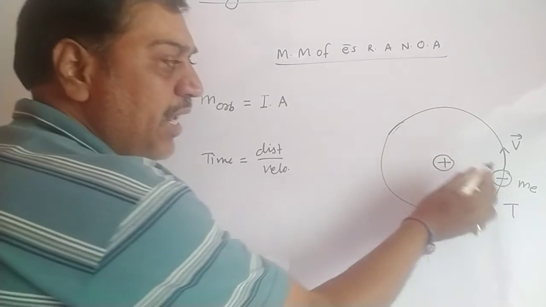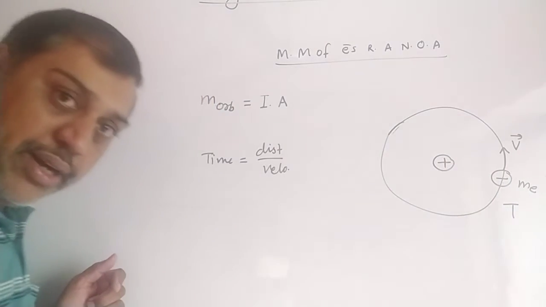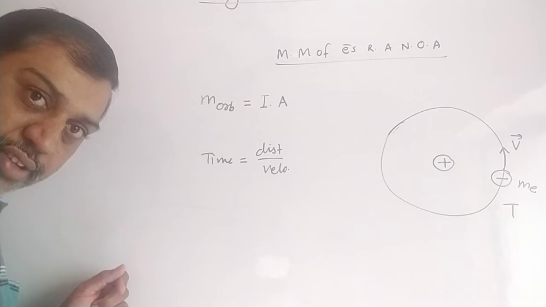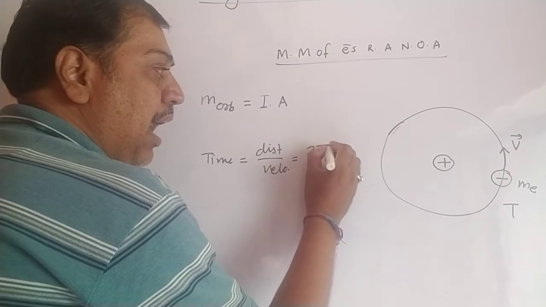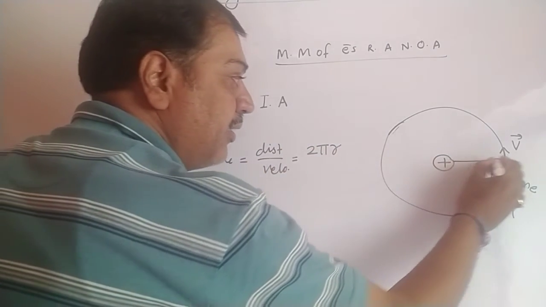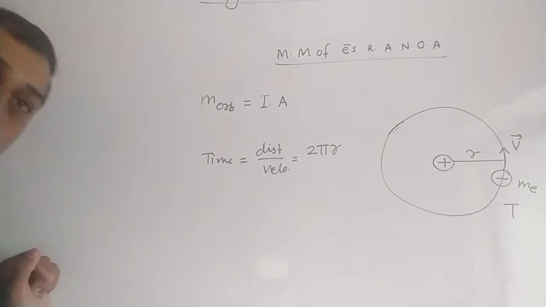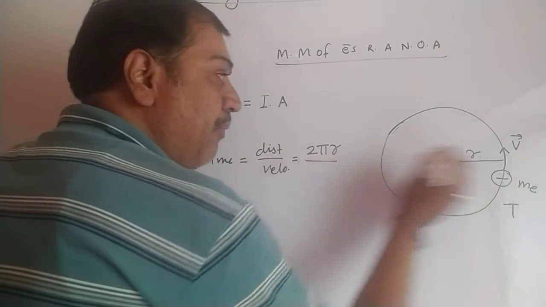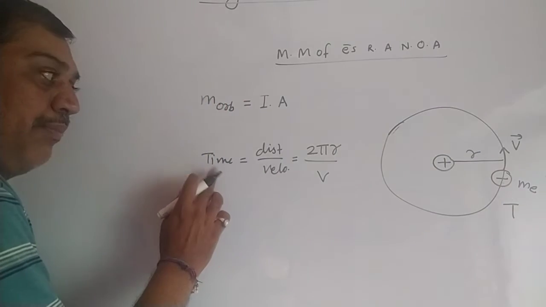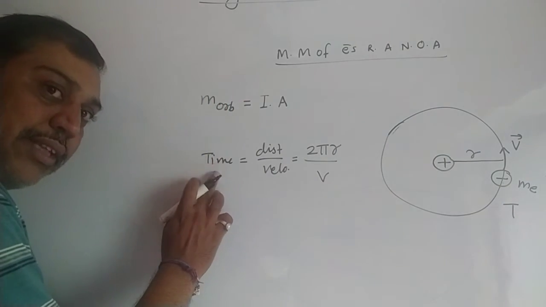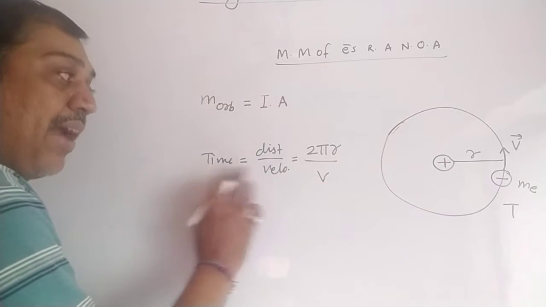Suppose the electron starts here and comes again here. How much distance will it travel? It will travel a distance equal to the circumference of a circle, that is 2 pi r, where r is the radius of the circular path. Then the time is the distance 2 pi r divided by the velocity v. From this we can find the time t.